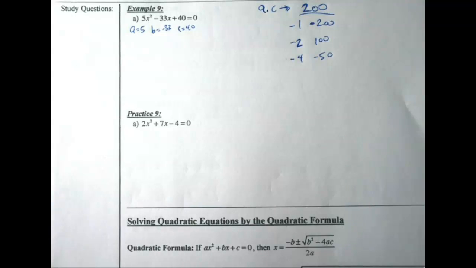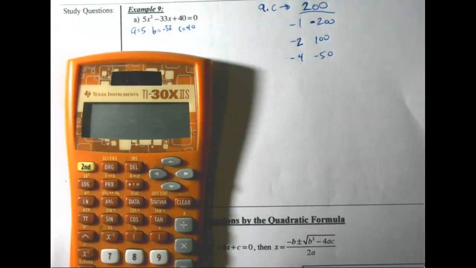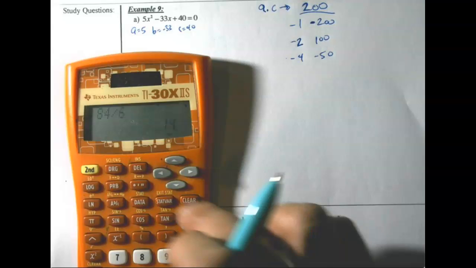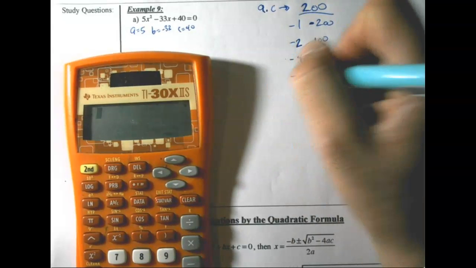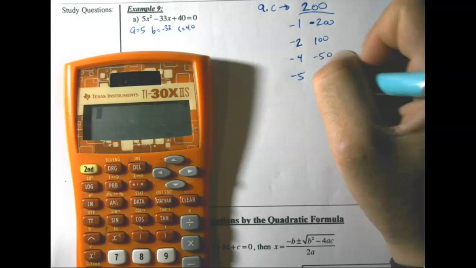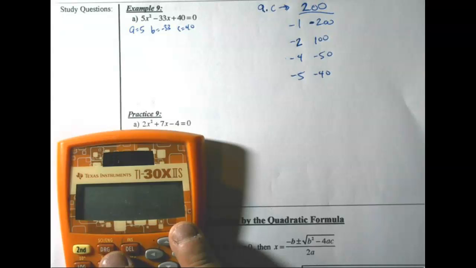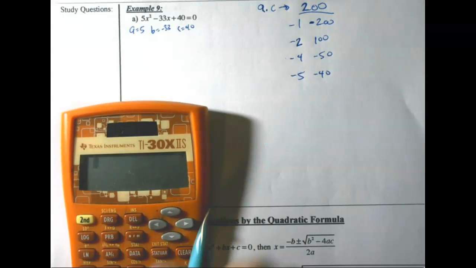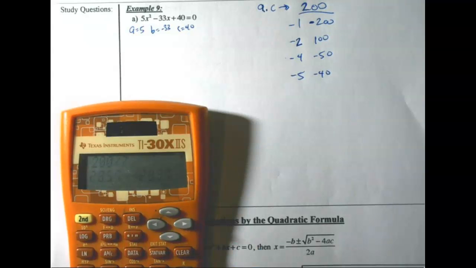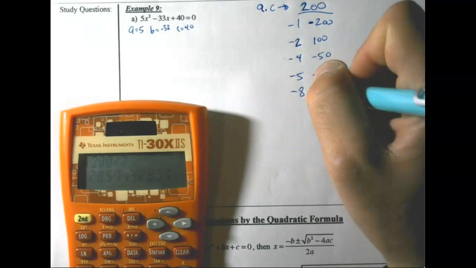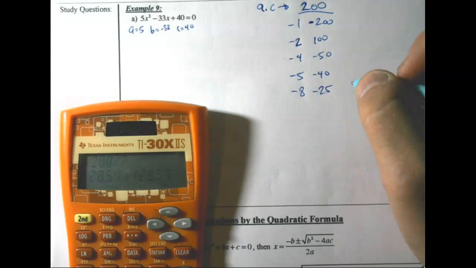Also, don't forget a calculator, right? If you're not sure about your factors, you could simply use a calculator. 5 works. Negative 5 times negative 40. Looks like I'm getting kind of close here, but not quite. 6, I'm pretty sure 6 doesn't work, but we could double check. 200 divided by 6, no, that doesn't work. 7 doesn't work either. If I'm not sure, I can just double check. 8 works. Negative 8 times negative 25.